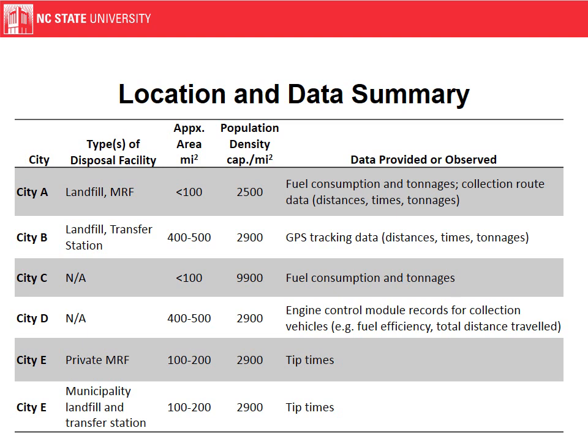This is a snapshot of the cities, A through E, we've called them, what type of disposal facility they utilized, their approximate population density, and what data we were able to obtain from those cities, including fuel consumption and tonnages, route distances and times, from City B GPS tracking data, fuel consumption, engine control module records were provided for City D that gave us a lot of operating hours and fuel efficiency for that city. And City E provided some tip times at a MRF and a landfill and transfer station.